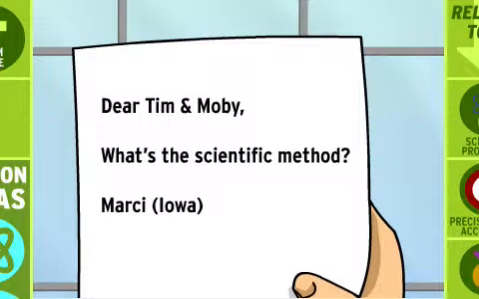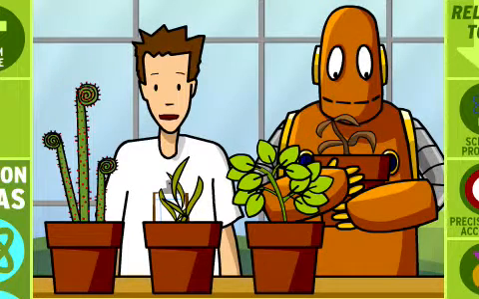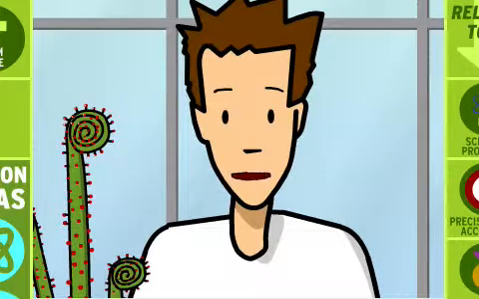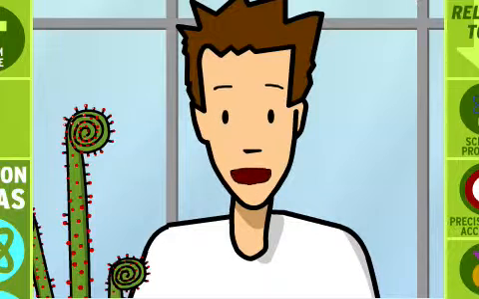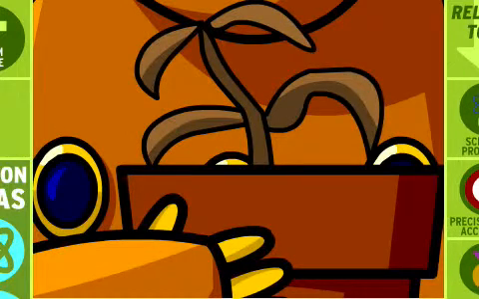Dear Tim and Moby, what is the scientific method? From Marcy. The scientific method is the procedure scientists use to help explain why things happen the way they do. When people are trying to understand the world around them, they often come across problems that they just don't know the answers to. This is where the logical, step-by-step method of scientific problem-solving comes into play. Like Moby here, he seems to be having a problem with his plant.